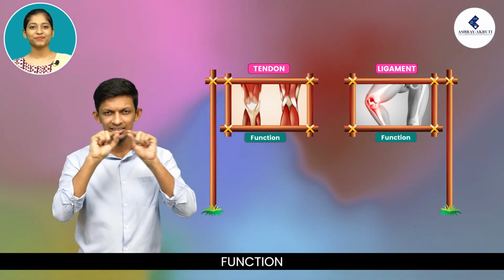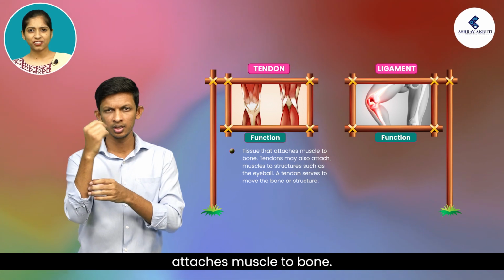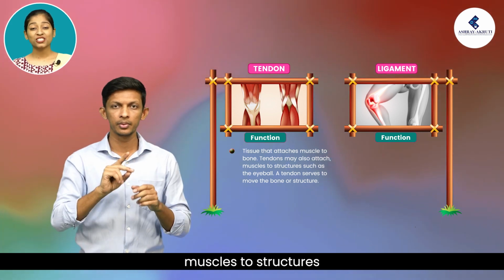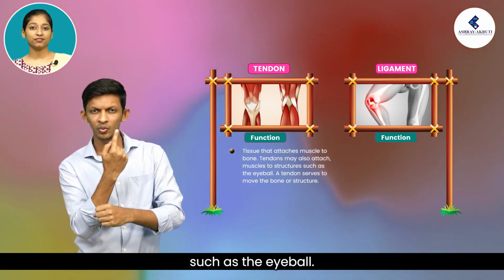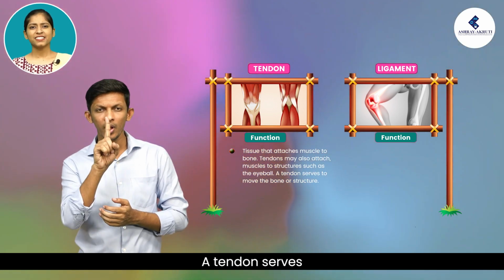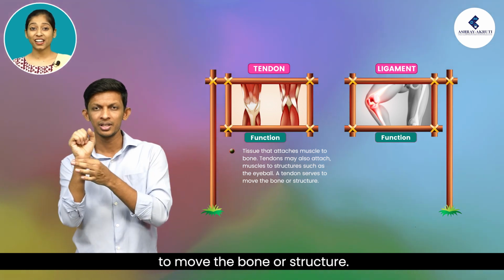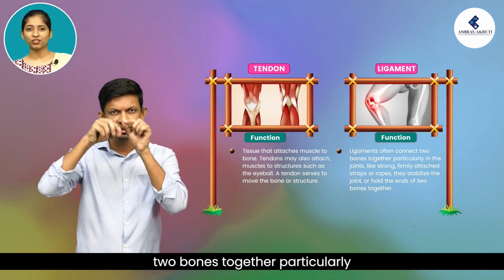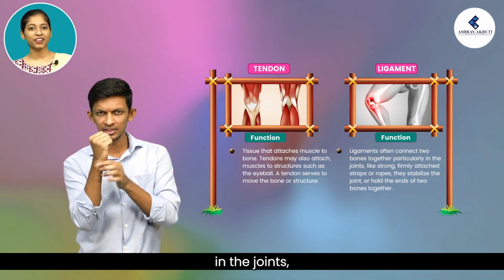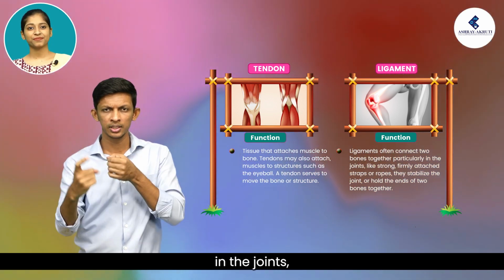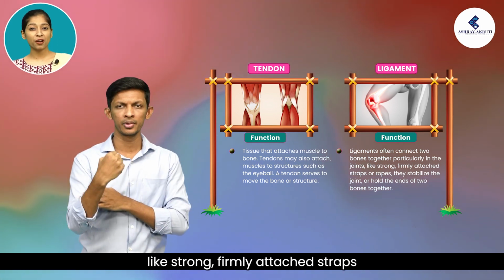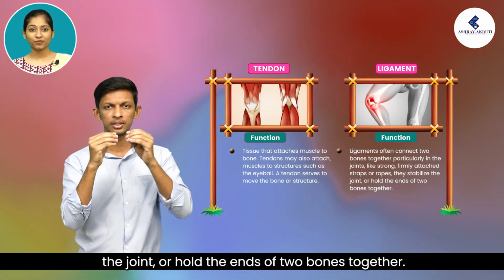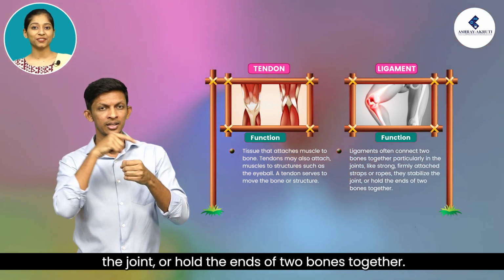Function. Tendon is the tissue that attaches muscle to bone. Tendons may also attach muscles to structures such as the eyeball. A tendon serves to move the bone or structure. Ligaments often connect two bones together, particularly in the joints. Like strong, firmly attached straps or ropes, they stabilize the joint or hold the ends of two bones together.